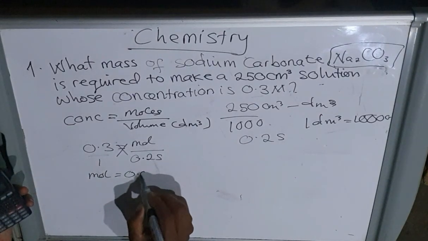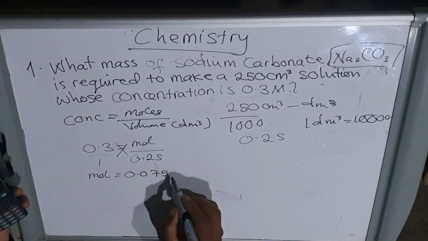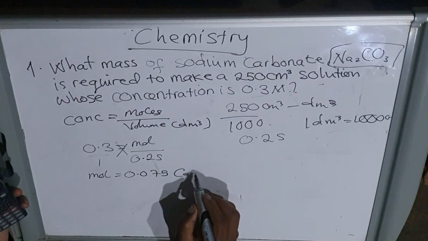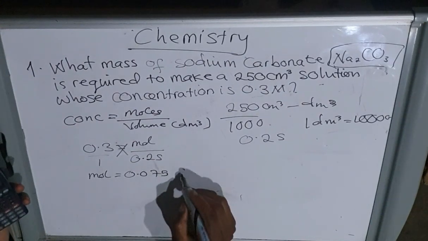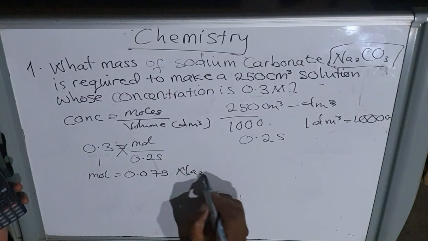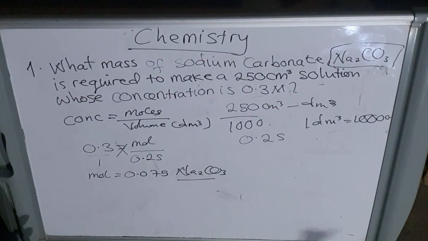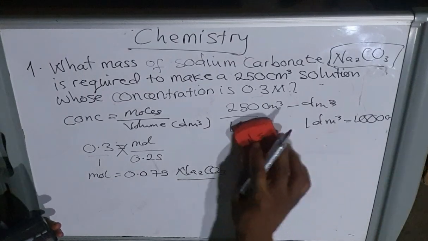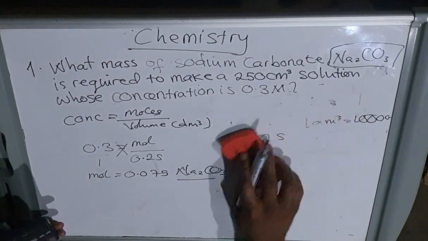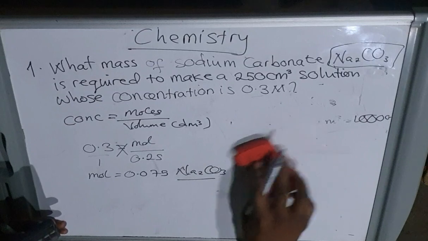So 0.075. This is the number of moles of sodium carbonate. Number of moles of sodium carbonate. Okay. Now, when you have the number of moles, you can easily calculate its mass. The question is demanding us to find the mass, not the number of moles.